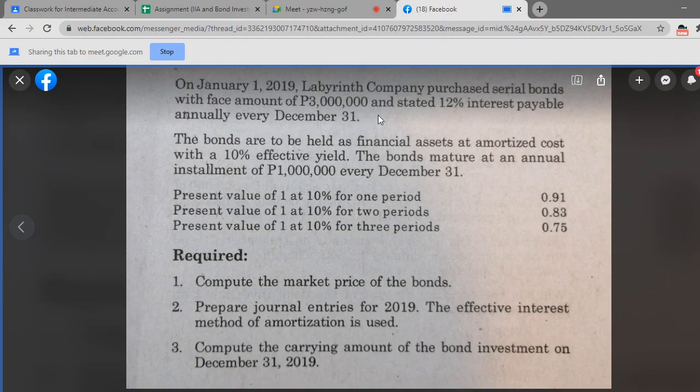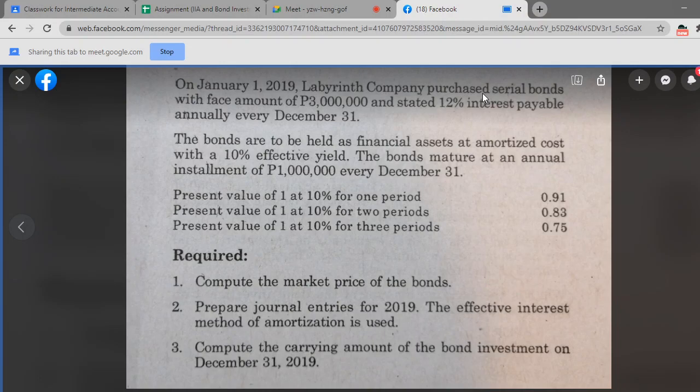Market price is PV of your principal, and how much is your principal? I think that's 3 million, tama? And is this serial? Yes. Purchased serial bonds with 3 million face amount, and you have their 12% nominal rate, and you have 10% effective rate. Looking at the rates, will this yield to a discount or a premium?